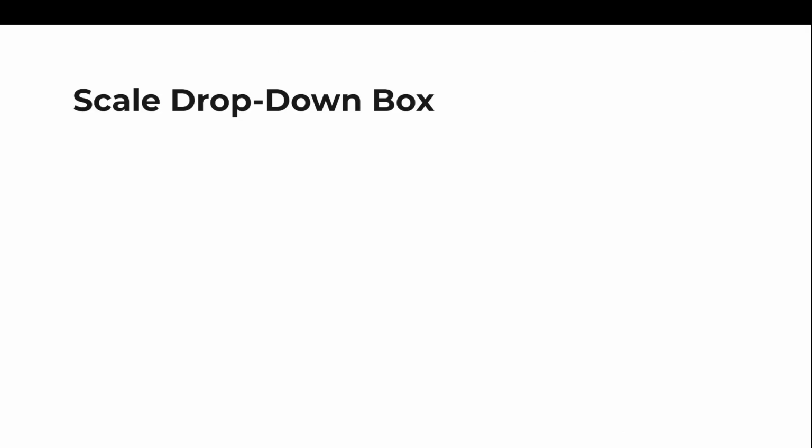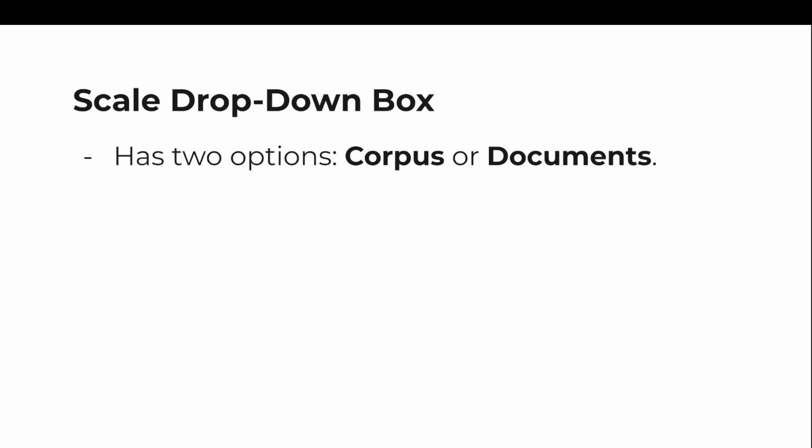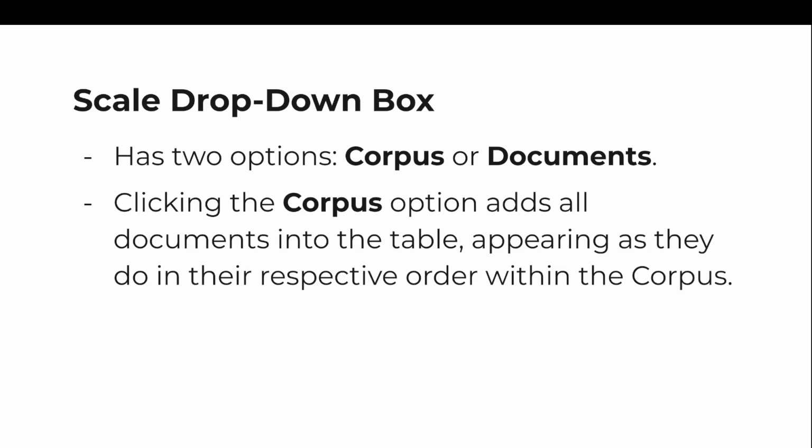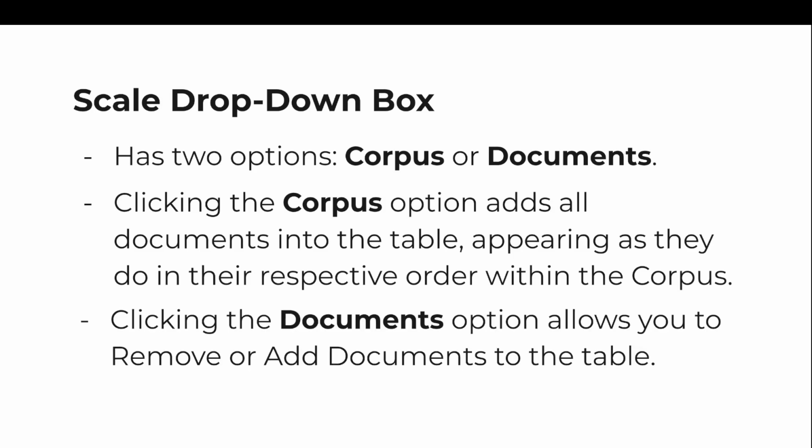The scale drop-down box has two options: corpus or documents. Clicking the corpus option adds all documents into the table, appearing as they do in their respective order within the corpus. Clicking the documents option allows you to remove or add documents to the table.